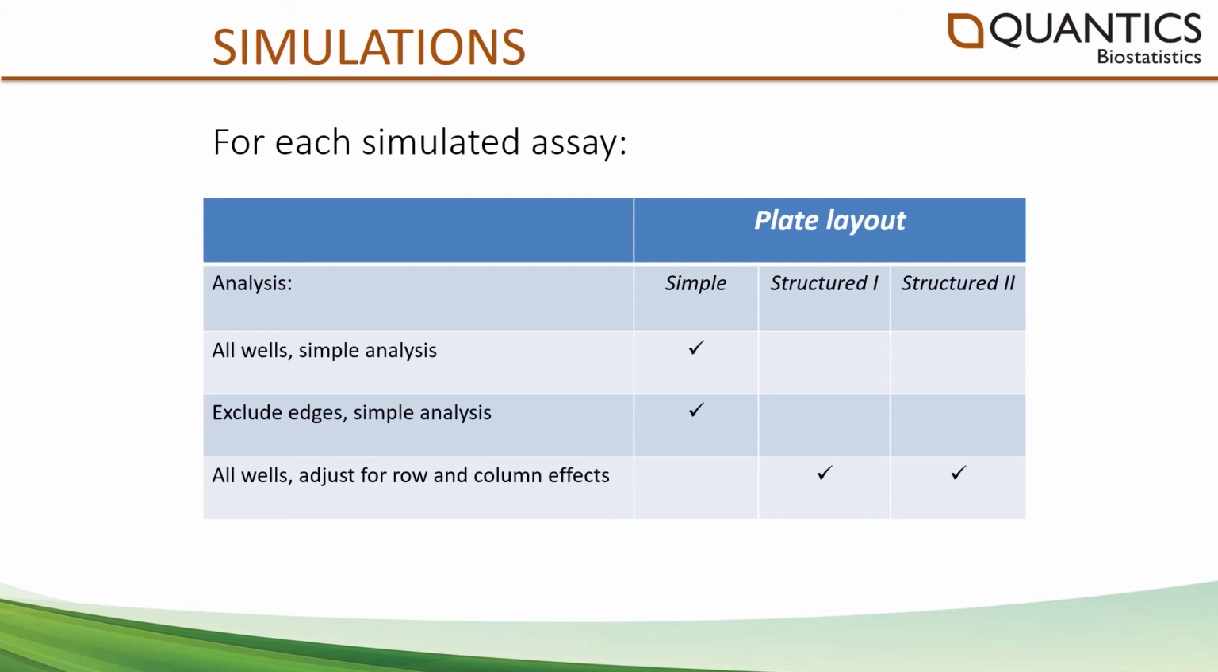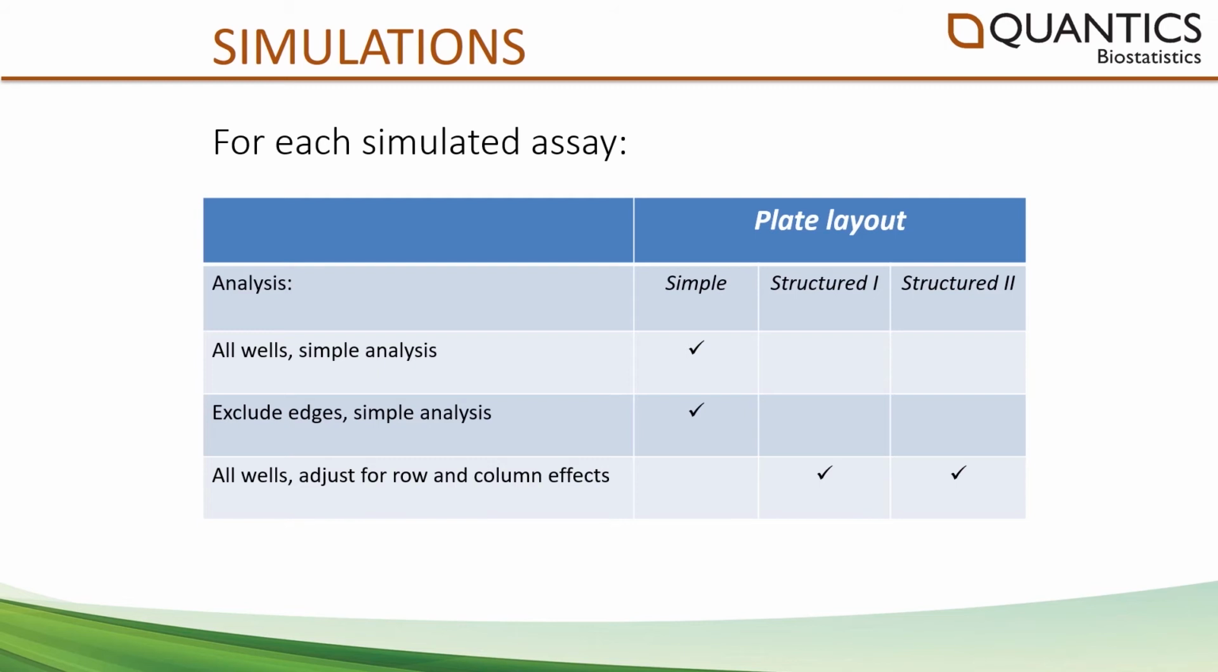For the structured 1 layout, which is a slightly more complex plate layout, we simply ran an analysis which allowed us to adjust for the row and column effects. That analysis was not possible for the simple plate layout because the rows and columns were completely mixed up, confounded, we say, with the treatments, with the reference and test treatments. So it wasn't possible statistically to adjust for the rows and columns with the simple plate layout, so we couldn't do that. But we could do that for the structured 1 plate layout.